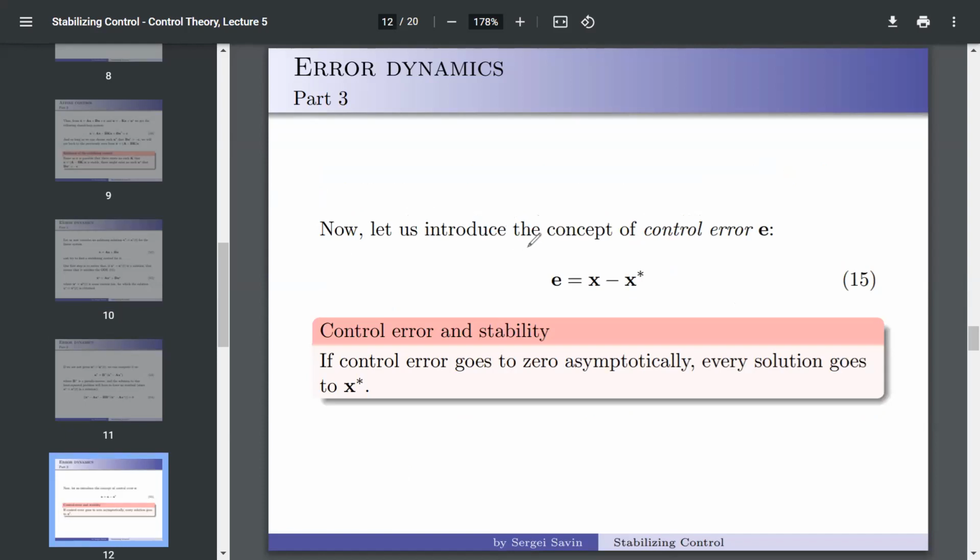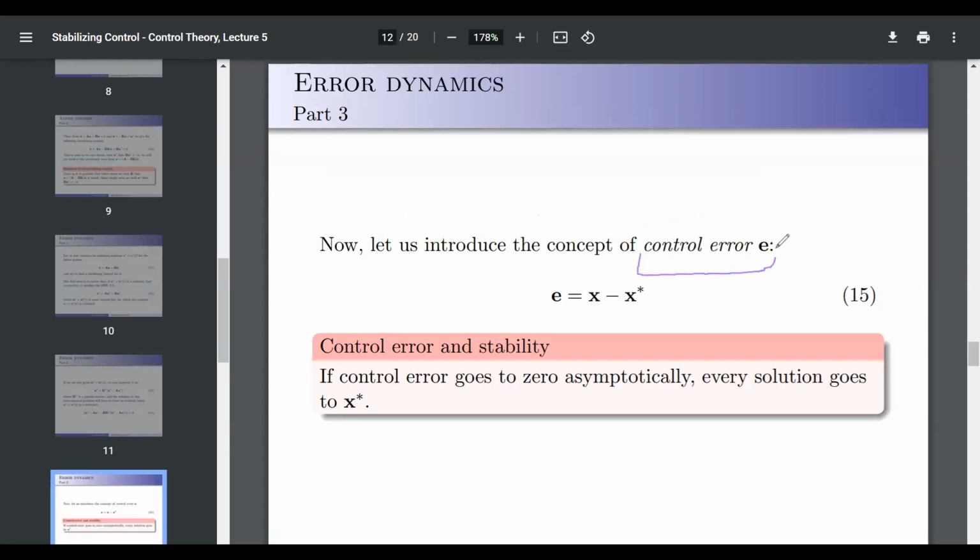Now, our next step is to introduce the concept of control error. This is still part of the same problem. So far we only discussed how we find u star. u star could also be given to us, right? So it's not even a part of the problem. Now we're actually trying to solve the problem. Again, remember what we want is to stabilize arbitrary trajectory, arbitrary solution, x star equals x star of t.